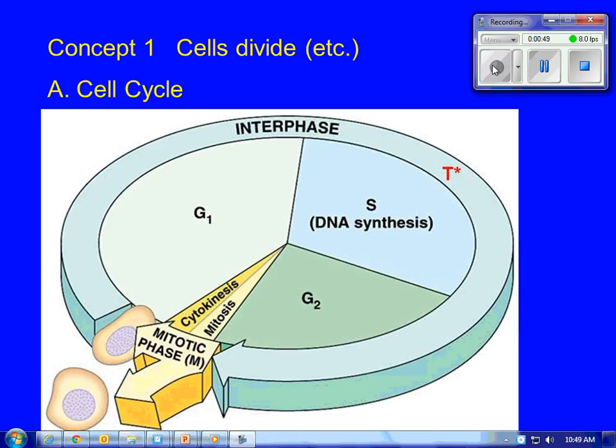So each cell has a long period of interphase where it grows and duplicates its DNA, and then it grows some more, and then that cell is big enough to undergo cell division, which we call mitosis, and then the two cells pinch off to form two separate cells, and that's called cytokinesis.